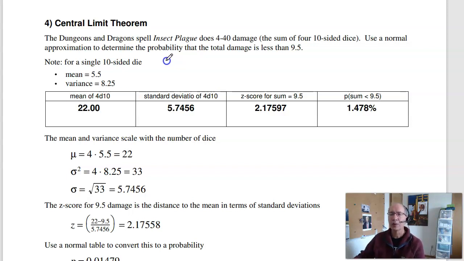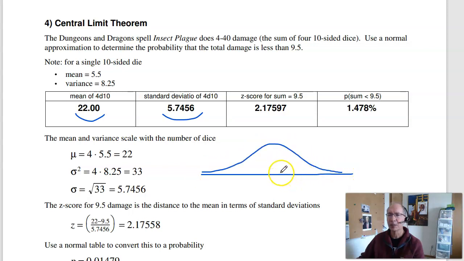Well, with the normal approximation, I know the mean and variance of a 10-sided die. For 4 10-sided dice, the mean will scale. Mean goes up 4 times, becomes 22. The variance goes up 4 times, becomes 33. Take the square root, I get 5.7. So with the normal approximation, here's what the PDF looks like. It's a bell-shaped curve. The mean is 22, the standard deviation is 5.7.